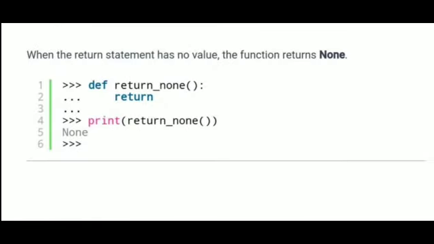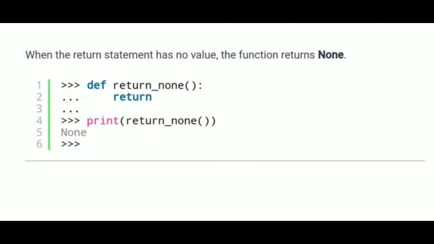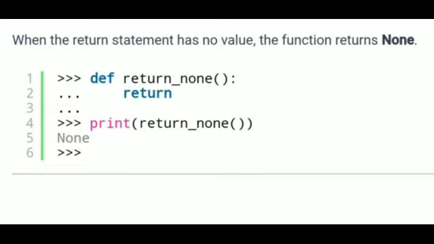Just look at the next example. In this example, when the return statement has no value, the function returns None. That means nothing. You can see the code is given here, def return none, this is the function name, and only the return we have written, we are not returning anything. So that's why you can see the output, when we call the return none function it displays None.